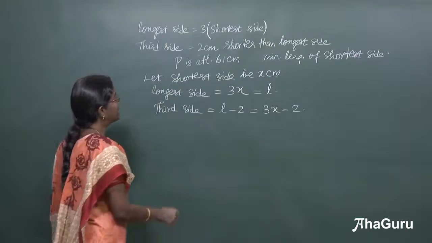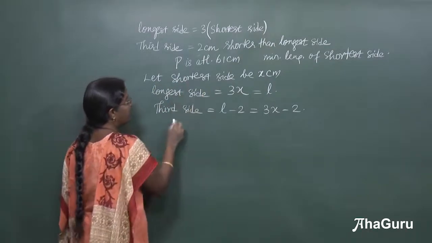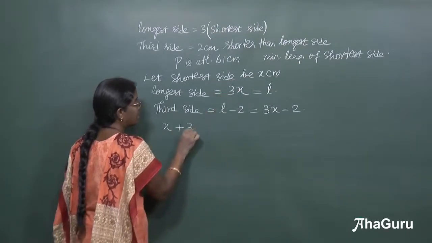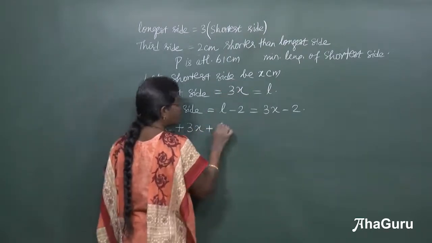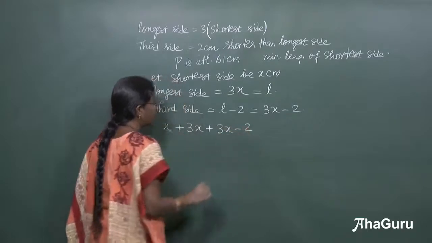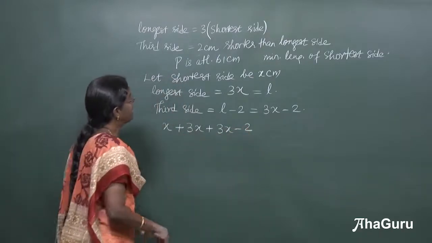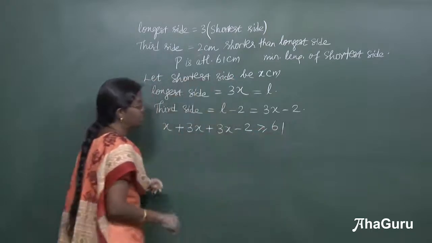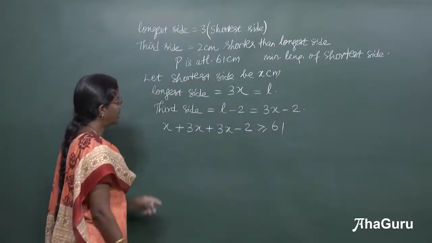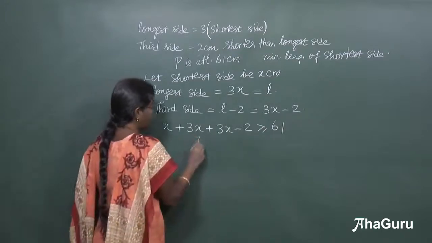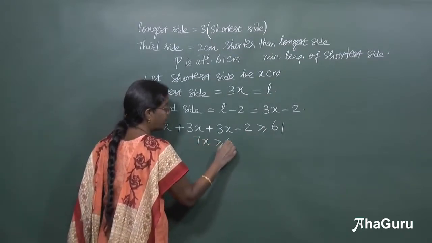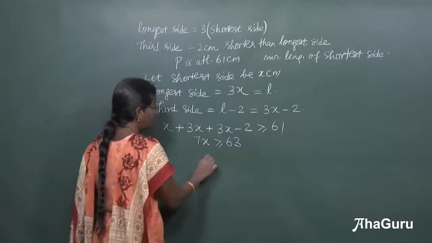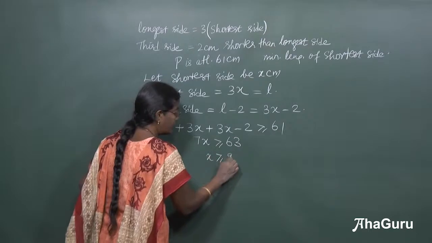Perimeter is at least 61 centimeter. What is the perimeter now? One side we have taken as x, next one is 3x, the other side we have got as 3x minus 2. The sum of all the sides is at least 61 centimeter, that is greater than or equal to 61. So, what do we get here? 7x is greater than or equal to 61 plus 2, or 63, we get x is greater than or equal to 9.